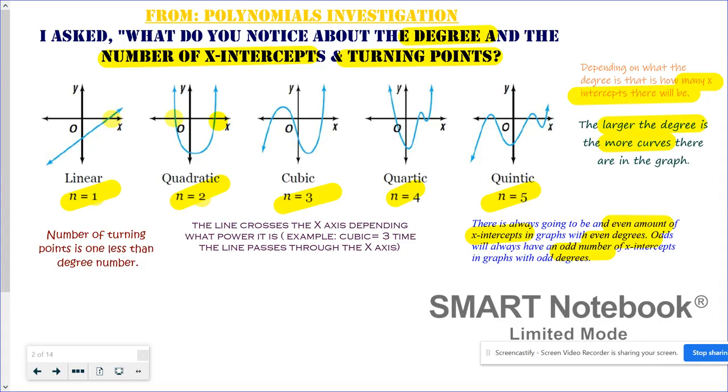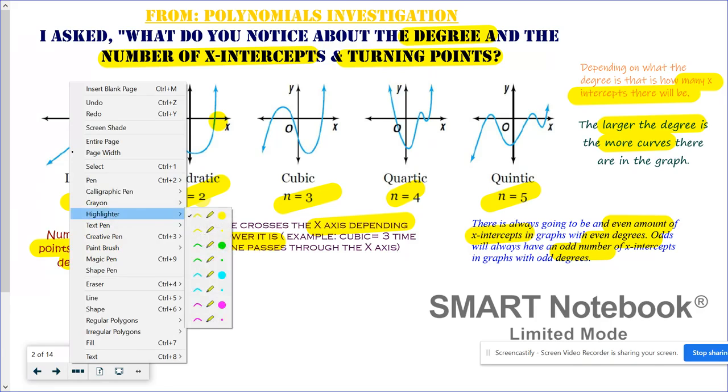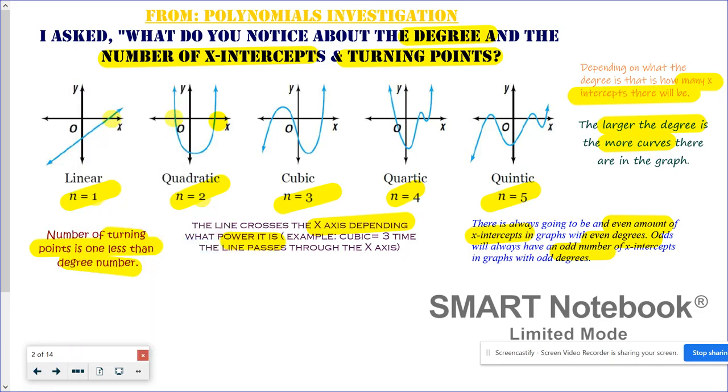The line crosses the x-axis depending on what the power is. Like the cubic function passes through the x-axis 3 times. The number of turning points is 1 less than the degree number. So a turning point would be where the function has a maximum or minimum. So linear functions don't have any of those turning points. Okay, so 0 turning points.